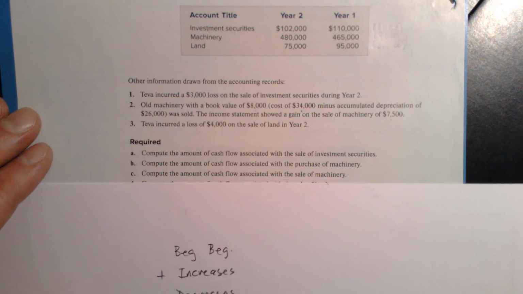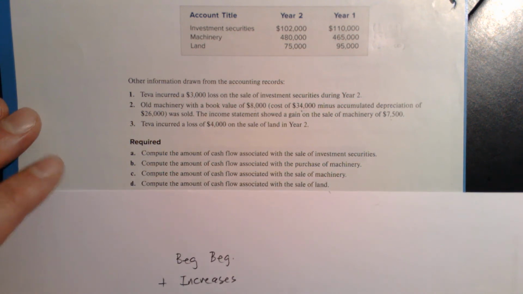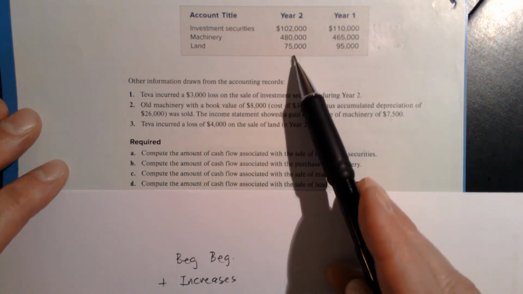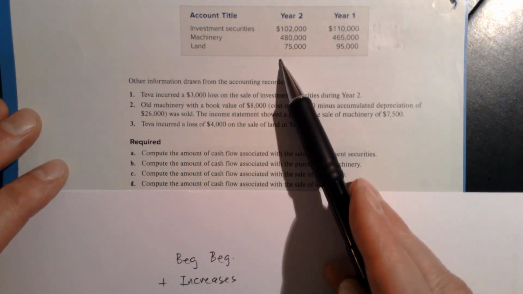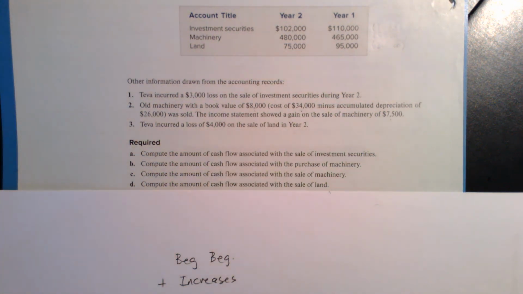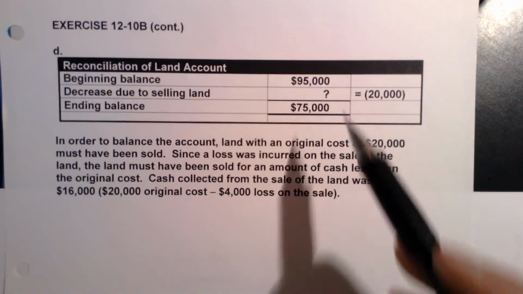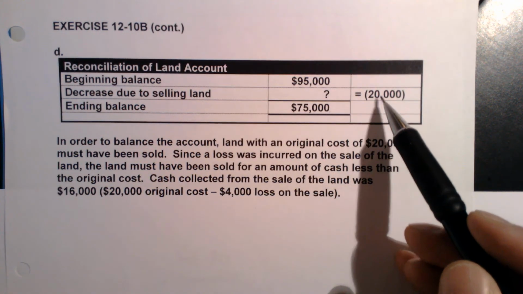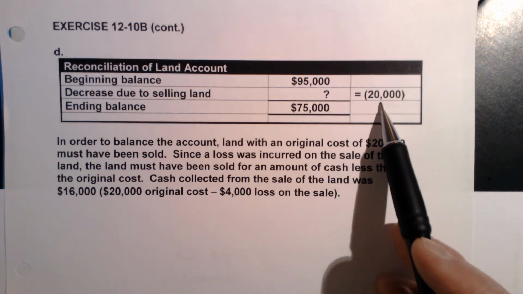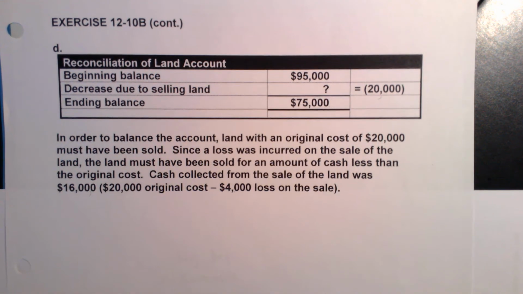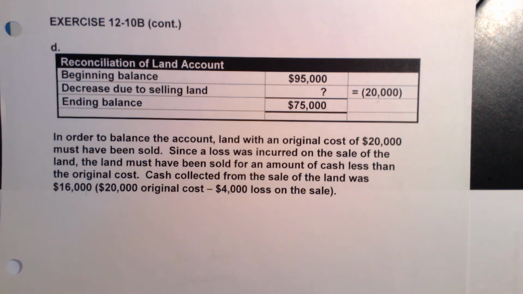Okay, the next one here is the cash flow associated with the sale of land. So in this case here, I can see my land went down by $20,000. That was my cost of the land, and it says I incurred a $4,000 loss. Well, if land went from 95 to 75, it meant that it went down by $20,000. So if I had a $4,000 loss on something that cost me $20,000, I must have received $16,000.